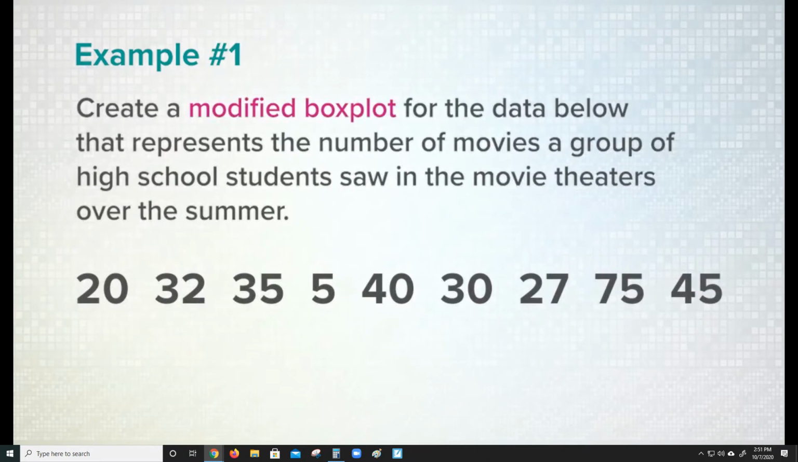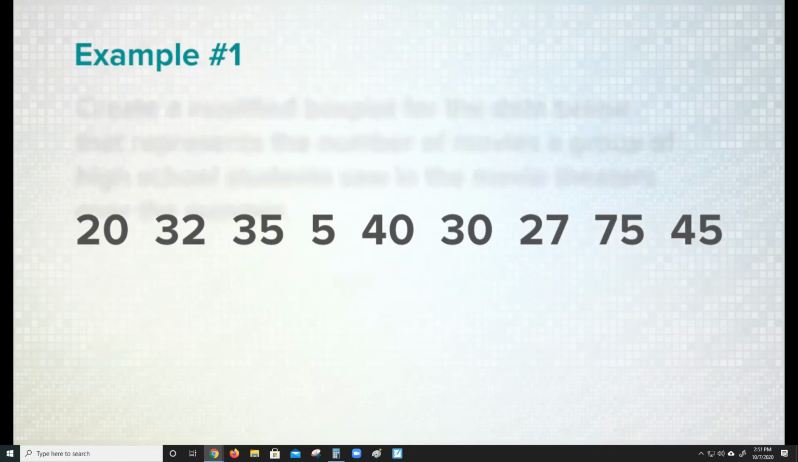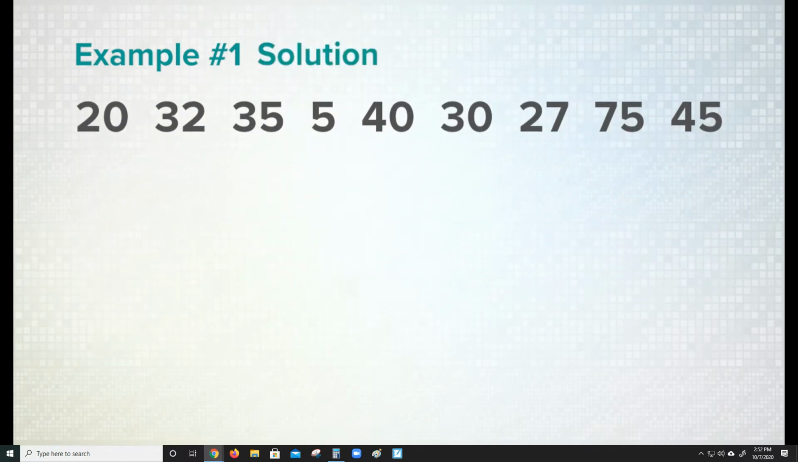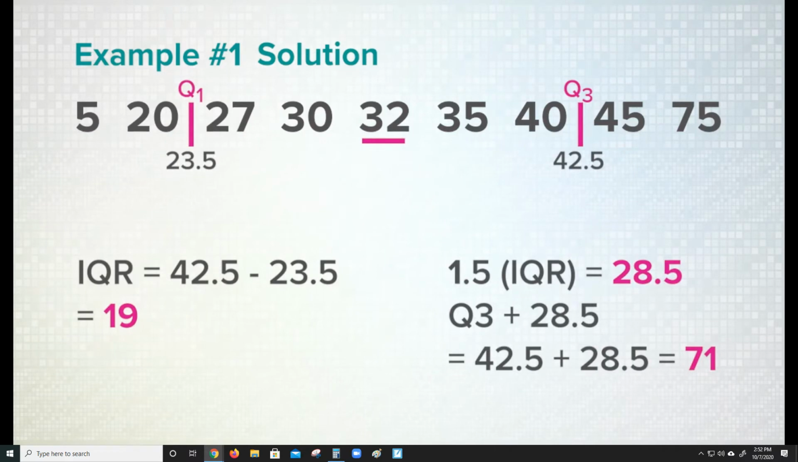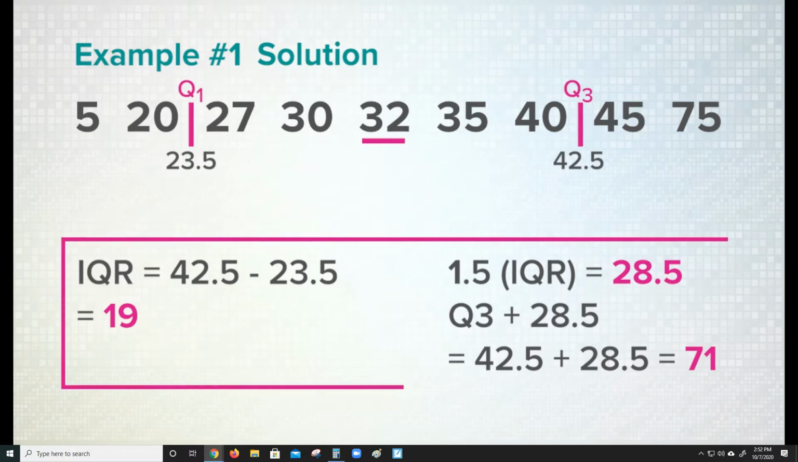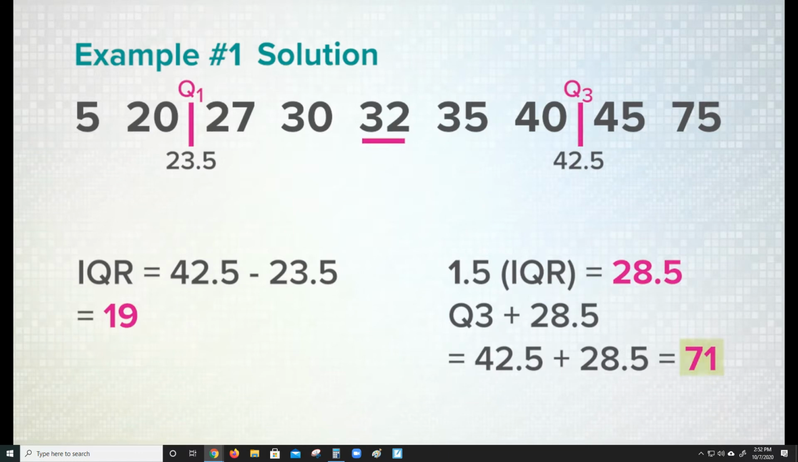So let's look at example 1. Create a modified box plot for the data below that represents the number of movies a group of high school students saw in the movie theater over the summer. We'll work on this together. For step 1, we need to find the 5-number summary, and I've already done that for you. Since I have that, I was able to complete step 4 to show that there is an outlier. Using the outlier formula, I found that there is a number that's higher than 71. So 75 is an outlier.